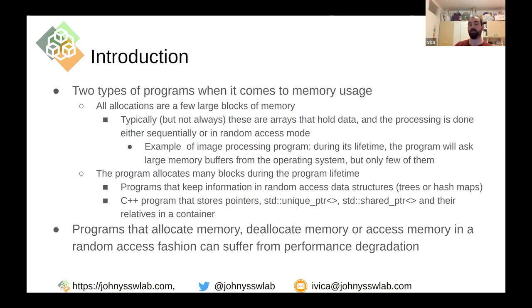The other type of programs are the programs that allocate many blocks during the program lifetime. These are the programs that keep information in random access data structures. In C++, these are trees, hash maps or sets, maps and so on. Maybe your system has its own custom container that also allocates memory in small chunks. Also, if your program uses unique pointer or shared pointer, or calls new and free, it is actually allocating and deallocating memory, and those things can be a performance issue. So programs that allocate, deallocate, or access memory in random access fashion can suffer from performance degradation, and later we'll see how and why. So any questions until this point?